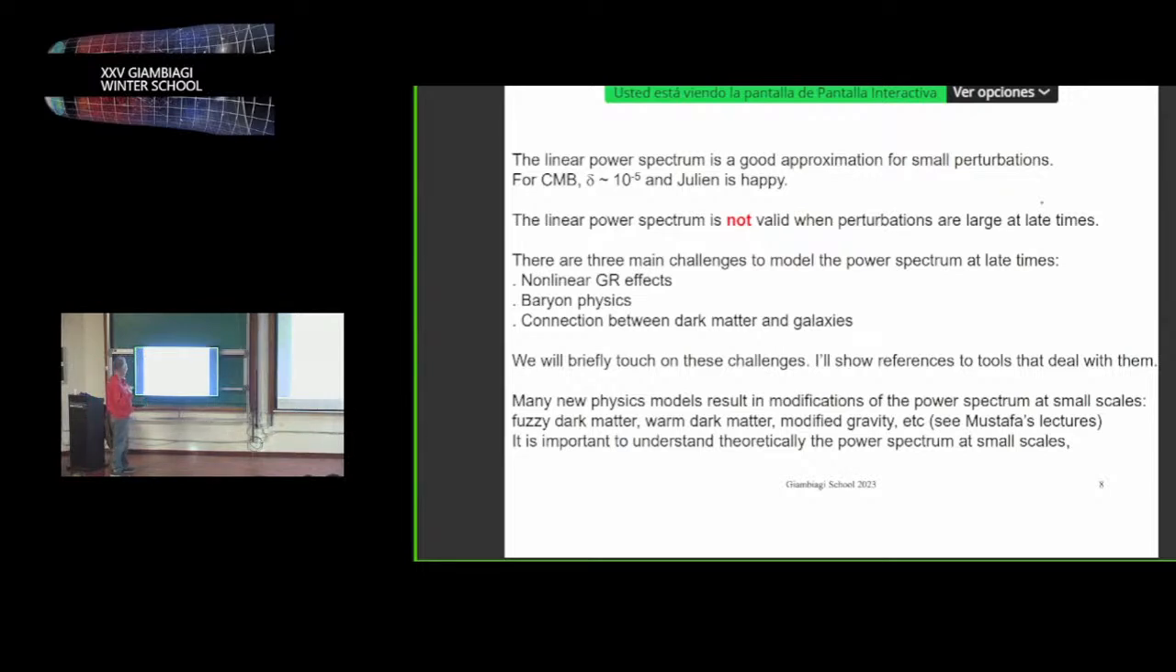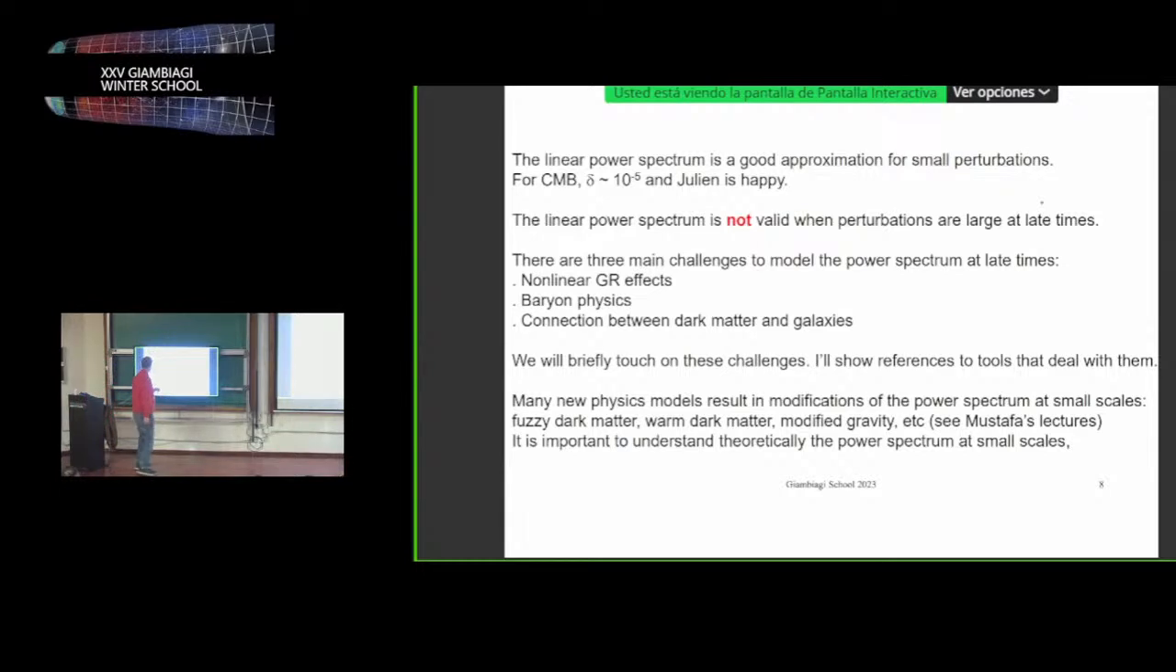So what I will do here, I will really briefly touch on these challenges. I'll show some references to some tools that people have developed to deal with these challenges. And I'm sure that next week, we have fantastic lectures by Marco Simonovic, Matias Zaldarriaga, Kore Dvorkin, and they will clear up everything for you. And I'll not be here, so you cannot blame me afterwards.